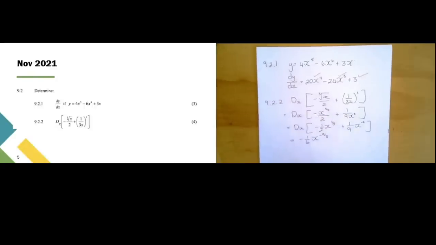Just an equal. So a half times a third, you can use your calculator. It's negative a sixth. X to the power of a third minus 1 is minus 2 over 3. Grade 12, so you do not have to give your final answer with positive exponents in this section. Now, negative 2 times 1 over 9, that's negative 2 over 9. X to the power of negative 2 minus 1 is negative 3.